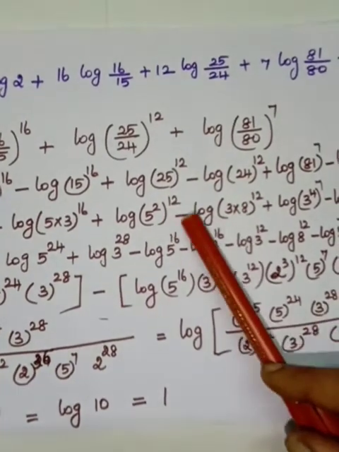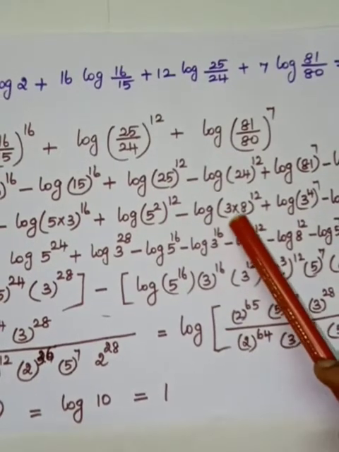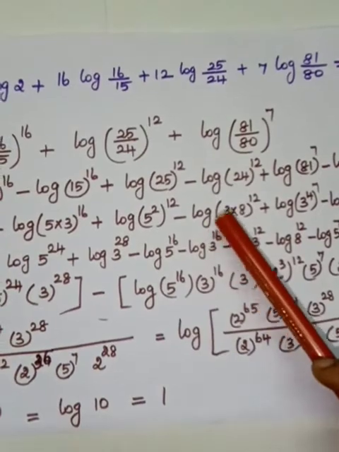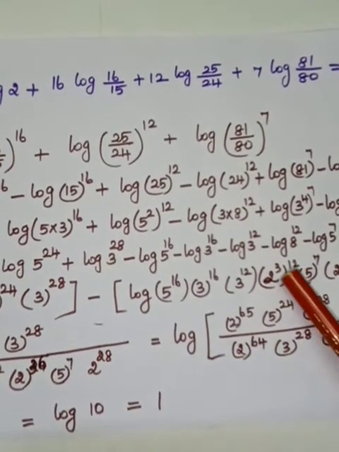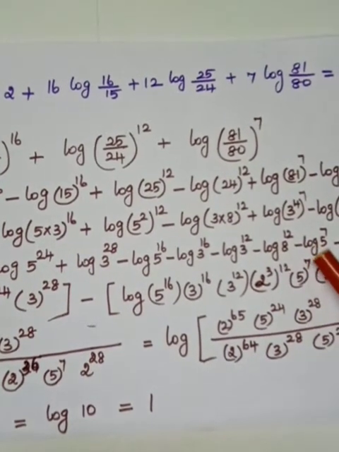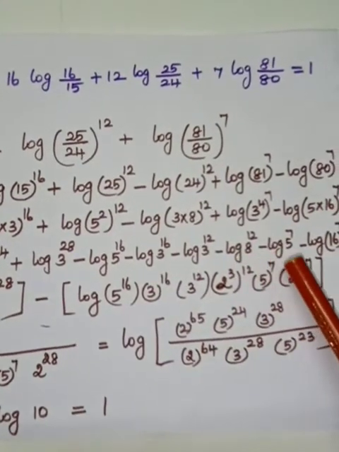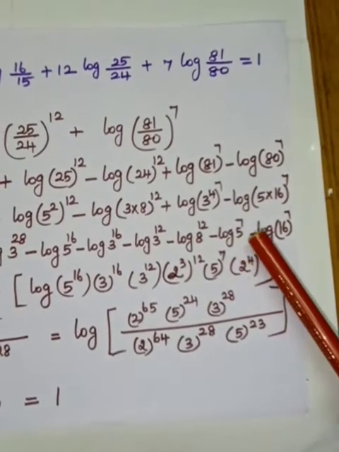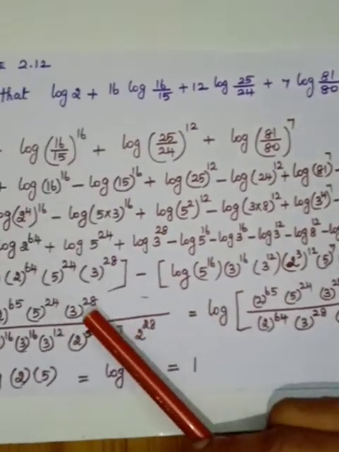In the same way, how it will be written? You see that 3 power 12 into 8 power 12. So log of AB, it can be written as log A plus log b. The minus I have applied to both the terms. In the same way, this also has to be written. Okay, so see the positive terms now.